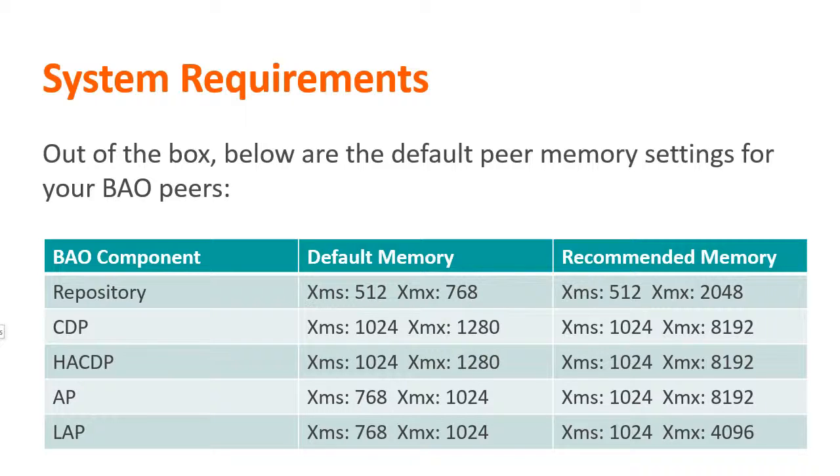Out of the box, below are the default peer memory settings for your BAO peers. One thing to make note of is never allocate more than 50% of your physical memory to your BAO peers. Let's do a quick demo.